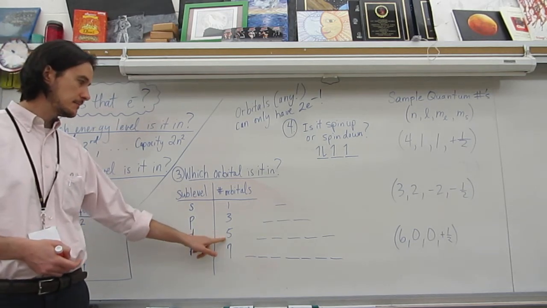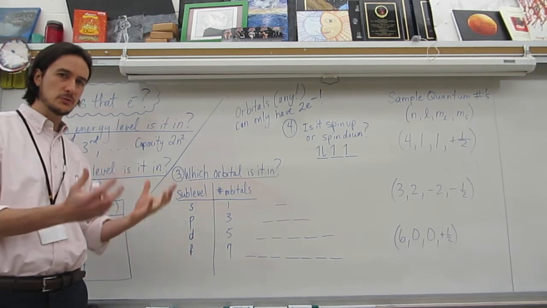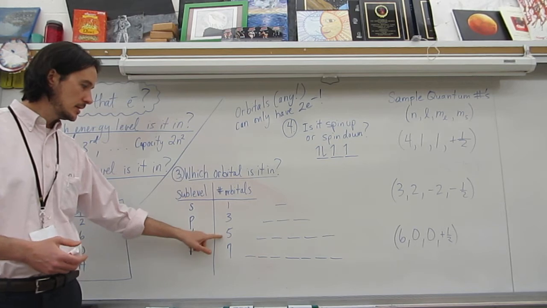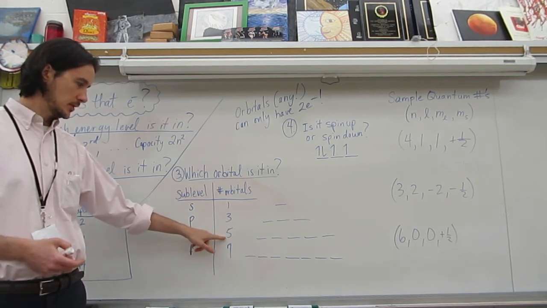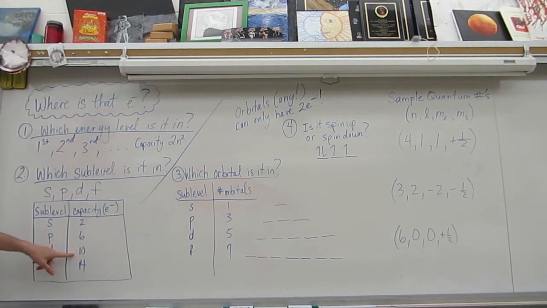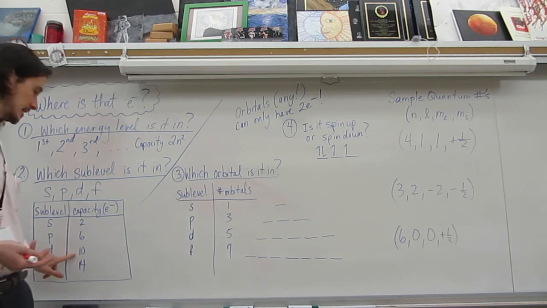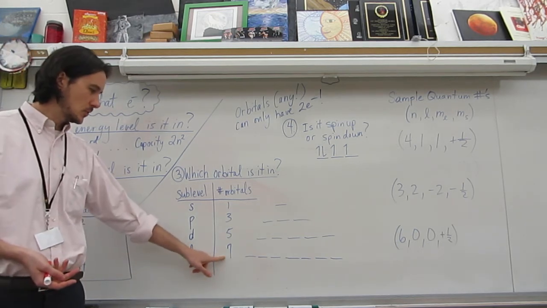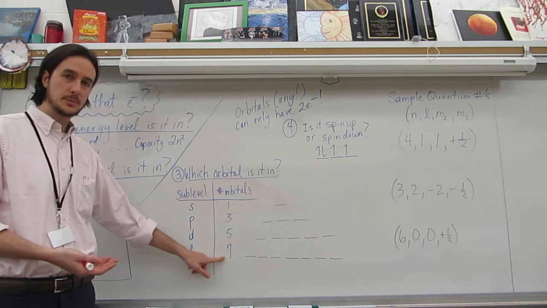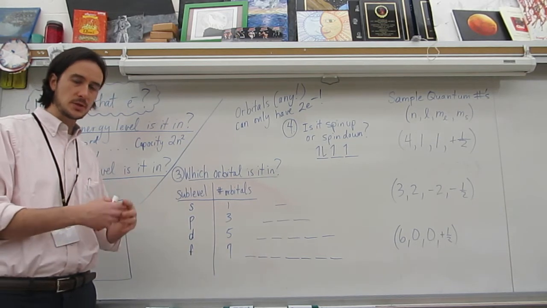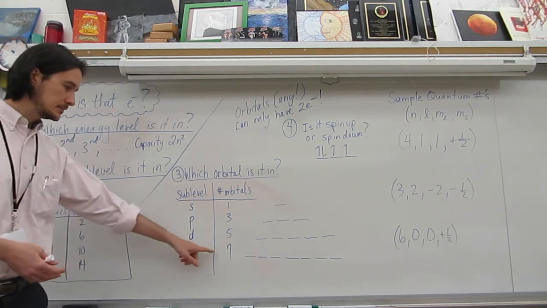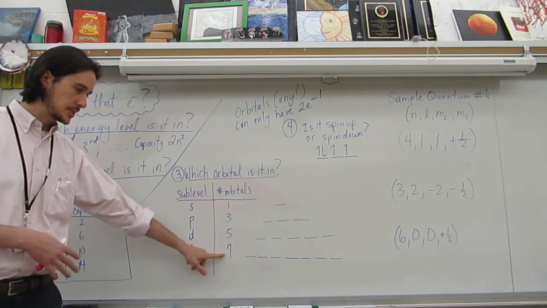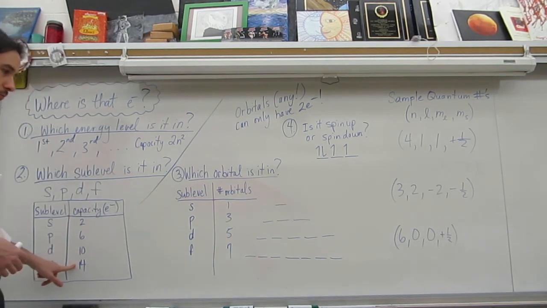D sublevels have 5 orbitals, 5 different regions where we find electrons. And each of those regions can hold 2 electrons, so the D sublevel has a capacity of 10. The F sublevel has 7 different orbitals, 7 different regions where the electron can be. Each of those can hold 2 electrons, and so we can hold 14.